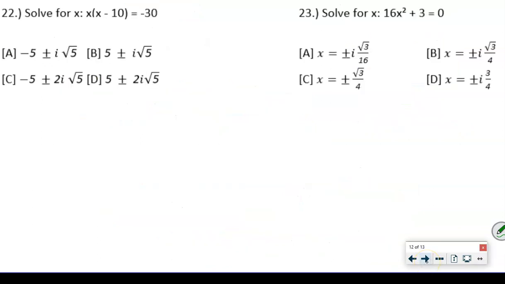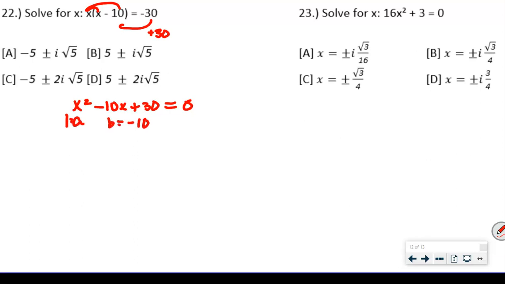All right, this one says solve. So remember, we're going to distribute this x to both terms. So that's going to be x squared minus 10x. Now we're going to also move this by adding 30 to both sides. Okay, so we want to ask ourselves, do we have any factors of 30 that add up to be 10? 1 and 30, 2 and 15, 3 and 10, 5 and 6. Nope, none. Okay, so this is going to be our a is 1, right? Our b is going to be negative 10, and our c is going to be our 30, right? Do y'all remember that? a, b, and c.